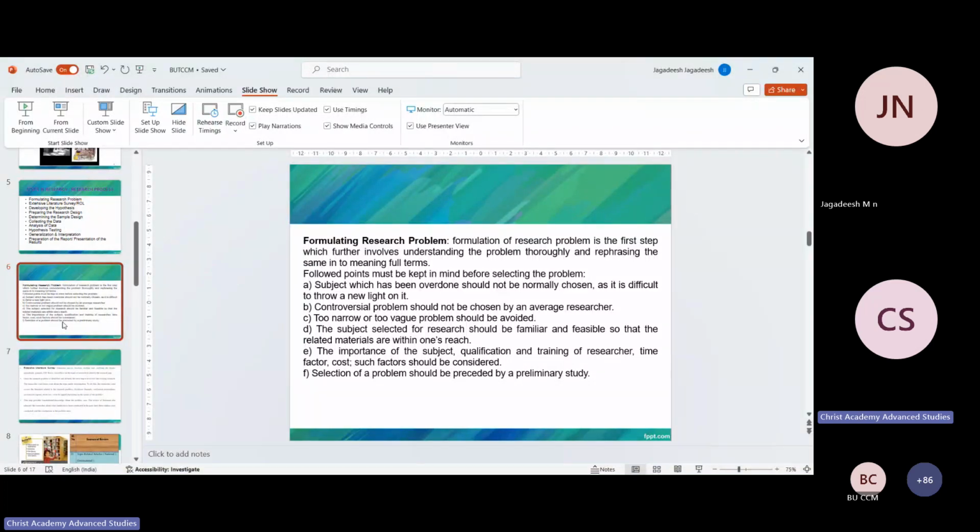So here the researcher has to address problems which are novel in nature, which have some uniqueness. You can't solve a problem which is already being solved by some other researcher. What is your originality, or what is your novelty involved? What is your contribution to the field of research?